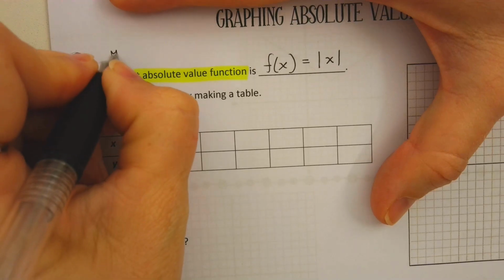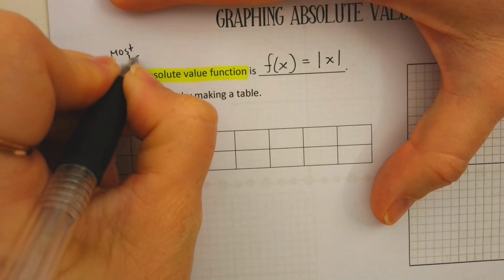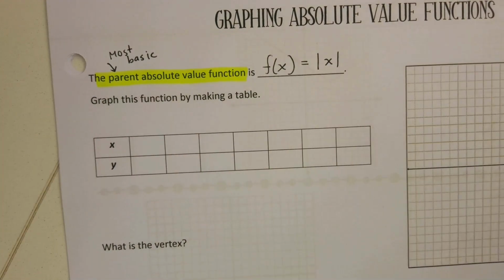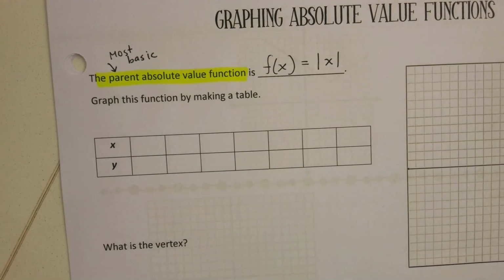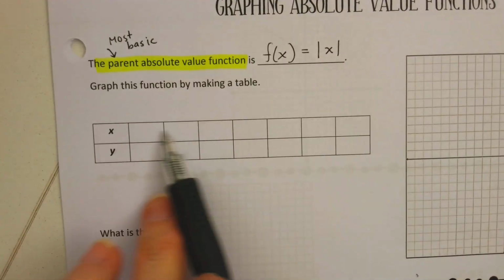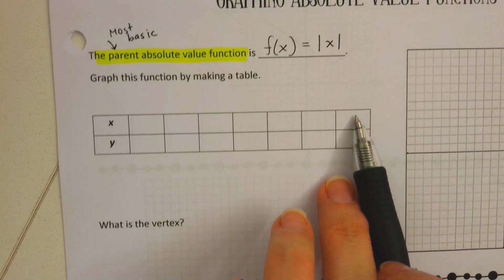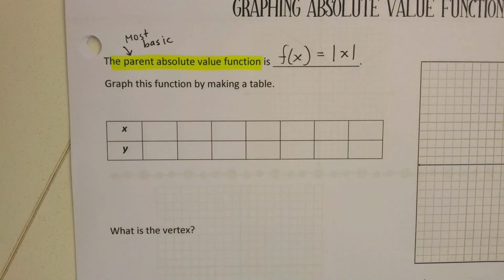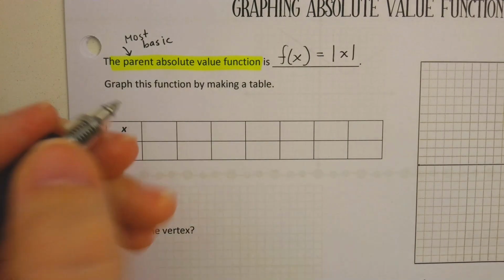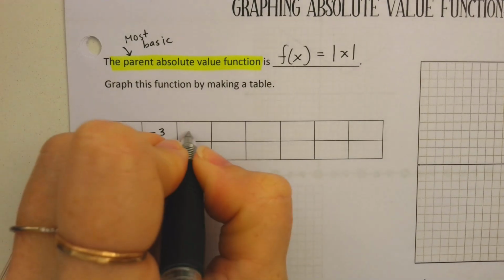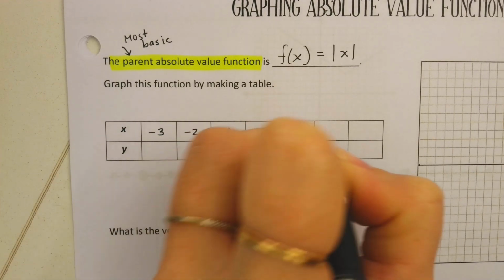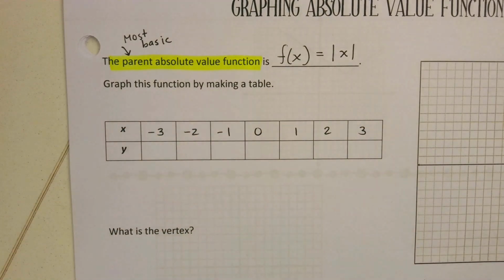Parent, again, is just the most basic one. I believe you learned the parent linear function and the parent quadratic function in Algebra 1. So we're going to do this by making a table. I'm just going to pick some x's to plug in. Usually when I have a choice of x's, I'll pick some negative numbers, 0, and some positive numbers. So I'm going to do -3, -2, -1, 0, and then some positives, 1, 2, 3.